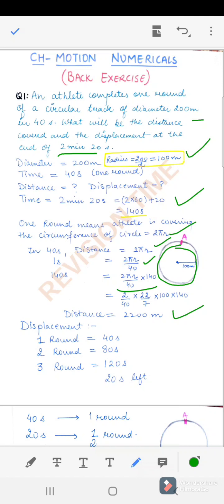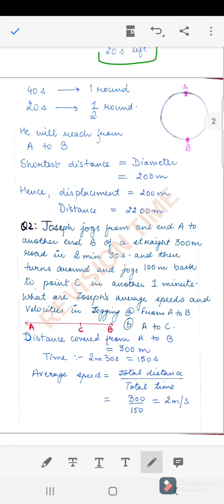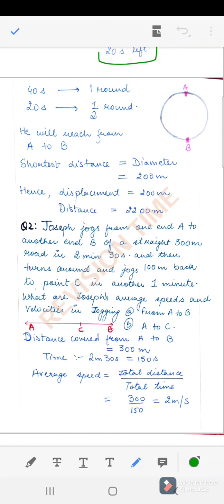Now for displacement. He is covering one round in 40 seconds, and in 80 seconds he is covering 2 rounds, in 120 seconds he is covering 3 rounds. Now we are left with only 20 seconds from this 140 seconds, right? We know that he covers one round in 40 seconds, so in 20 seconds he will be covering half a round, right?